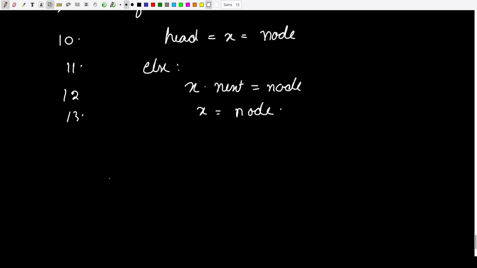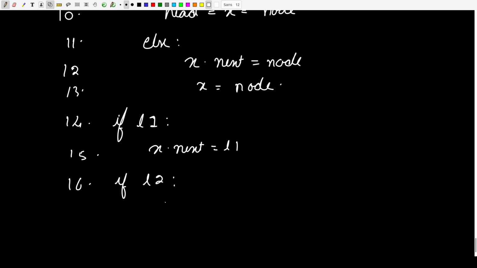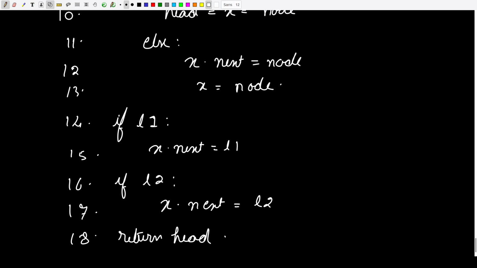Now after merging, it might be possible that there exists some data left in L1. If there exists some data in L1, then we simply point x.next equals L1. Otherwise, it might be possible that there exists some data in L2. In such case, x.next will be equal to L2. And then towards the end, I will simply go ahead and return head. So that's the complete logic, folks. That's about the explanation, folks.